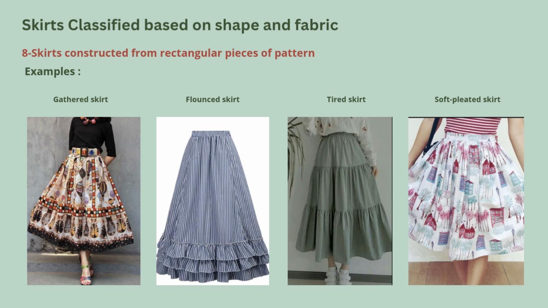The next one is a tiered skirt. So these pieces that are sewn together are called tiers because they resemble the tire of a car, of course. And the last one is a soft pleated skirt. Again, a rectangle piece of fabric which is softly pleated at the waist to fit the body.